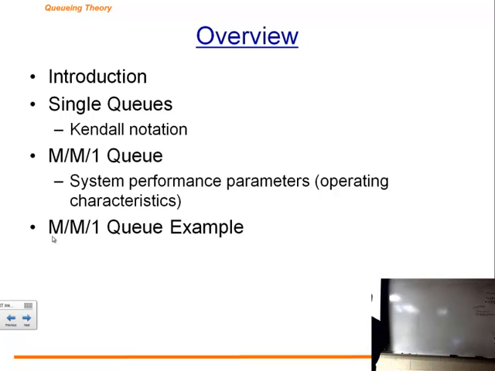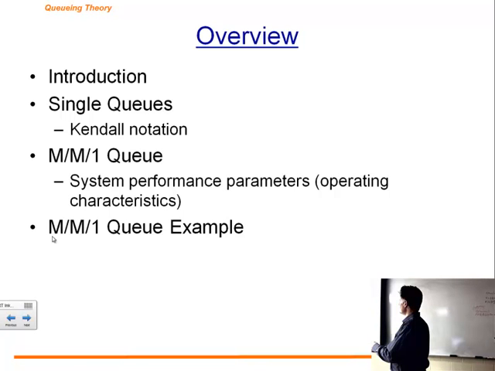We'll talk about single queues. We'll describe Kendall notation, which is a way of describing a queue qualitatively. We will spend most of our time with M/M/1 queues. These are probably, first, the simplest to analyze, and second, they seem to be all over the place. So that's good. The most common queue that you would imagine is also the easiest to analyze.